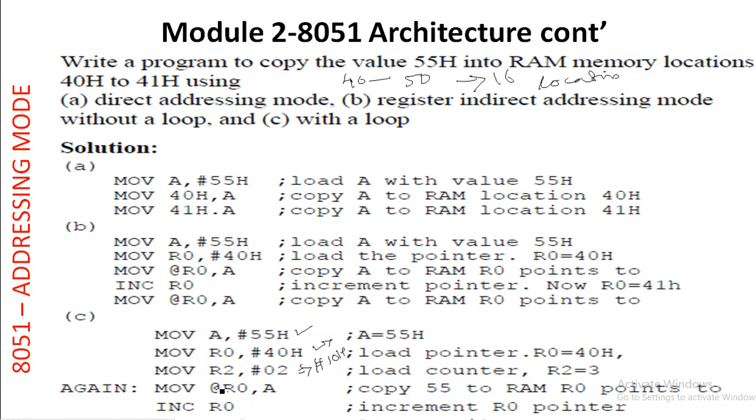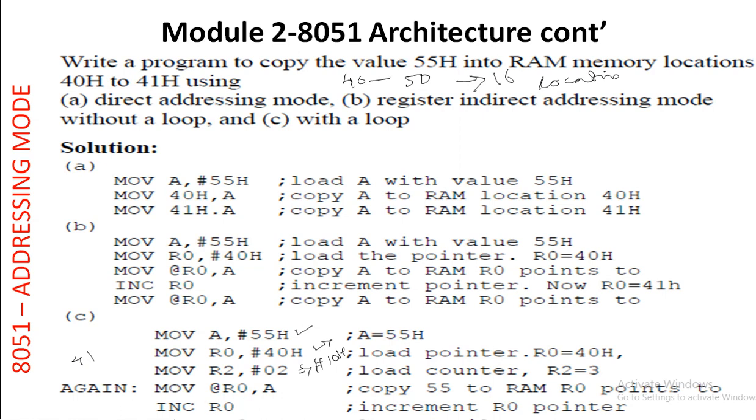Understood? Now move at R0, A. Move at R0, A, meaning what? Whatever be the location indicated by the register R0. R0 is 40. R0 content will be copied to the accumulator. Now INC R0, increment R0, after this instruction execution, it will be 41.